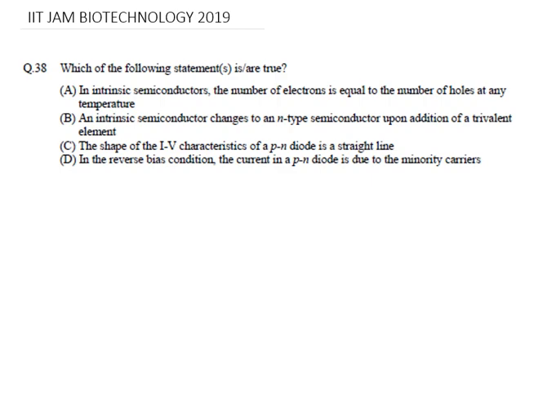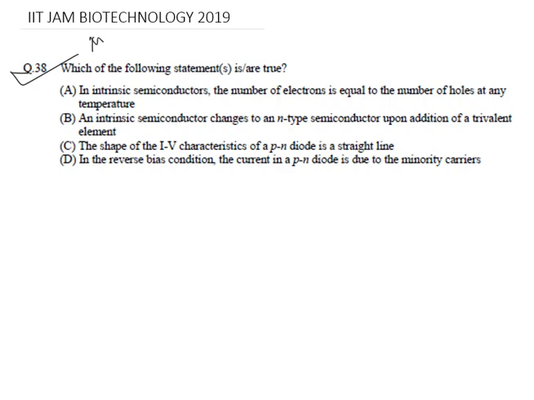Hello, today we are going to solve one question from IIT JAM Biotechnology 2019. As we know, JAM is one of the most important examinations in our country for those students who want to join IITs to pursue their master's degree courses. Okay, so this is question number 38 from section B.